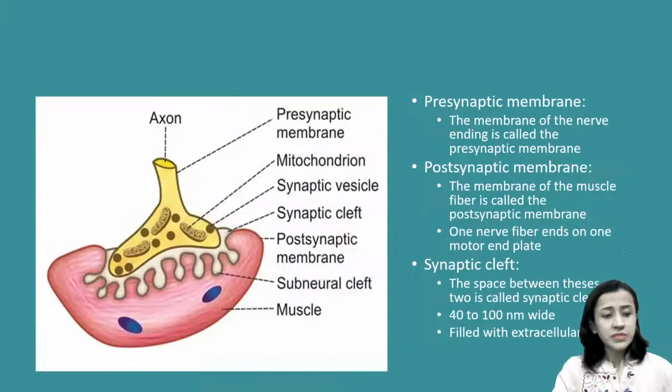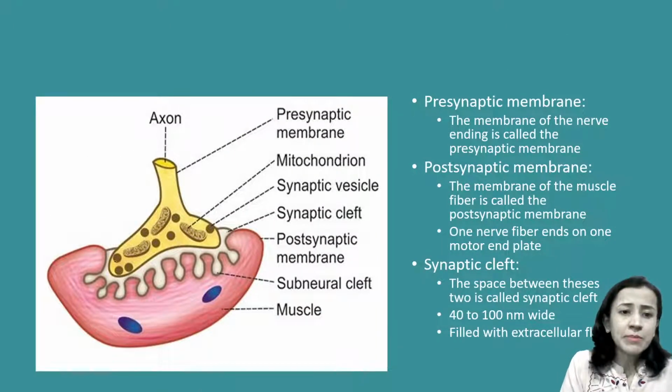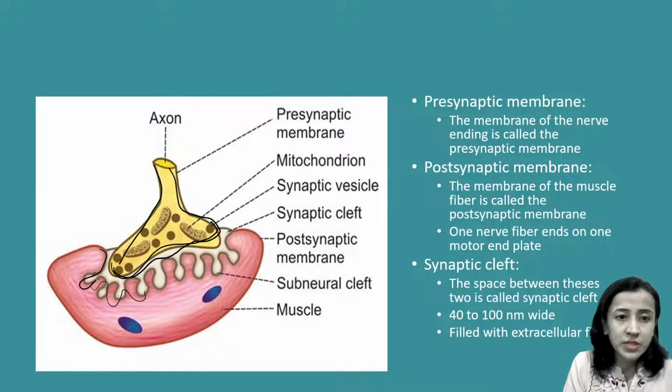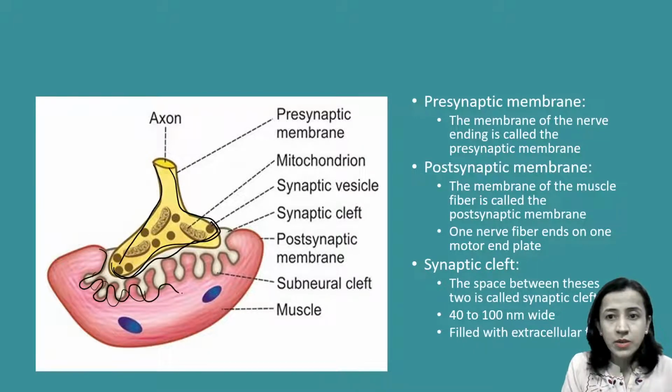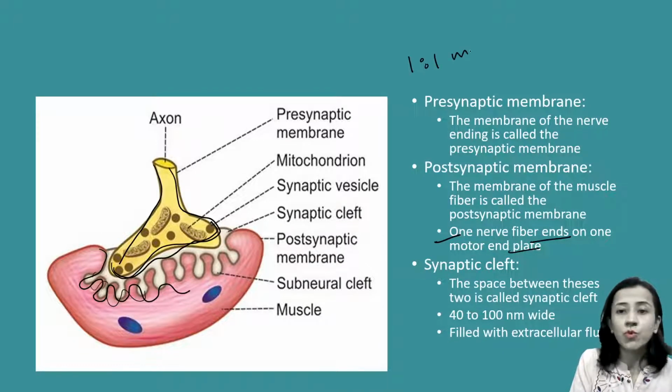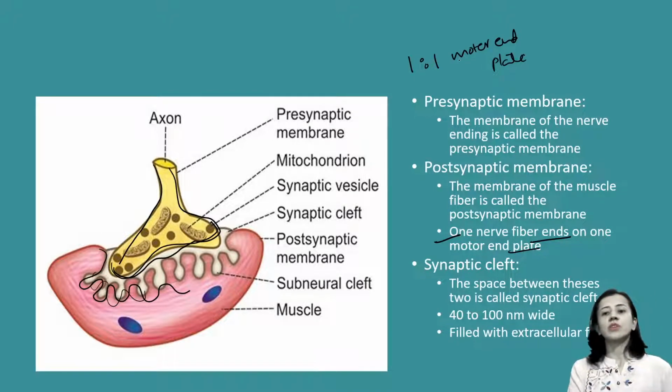Now, this is the pre-synaptic membrane, and this is the post-synaptic membrane. The pre-synaptic membrane is the membrane of the nerve, that is the terminal button. The post-synaptic membrane is the membrane of the muscle fiber. Here a very important thing is 1:1. One nerve fiber ends on one motor end plate.